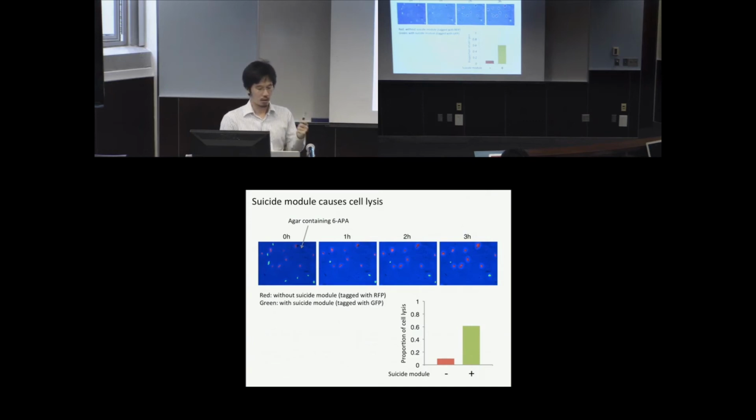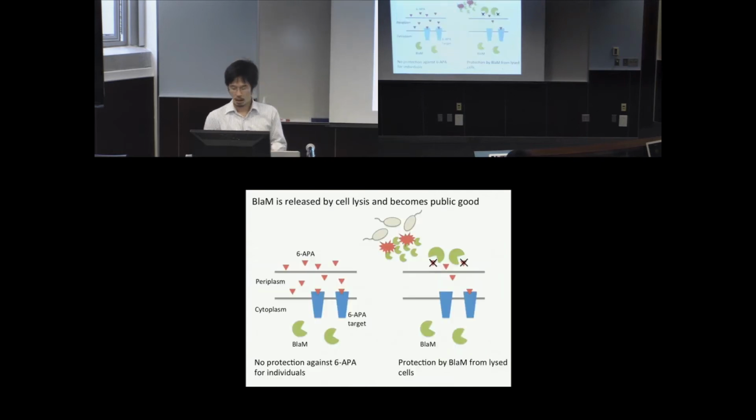So it's good that the suicide module is now working. And the next one is the public module. I did a couple of experiments to prove this point, but I'm just telling you the conclusion. BLIME, again, is a modified form of beta-lactamase, which sits in the cytoplasmic as opposed to the periplasmic space. Wild-type BLIME sits in the periplasmic space.